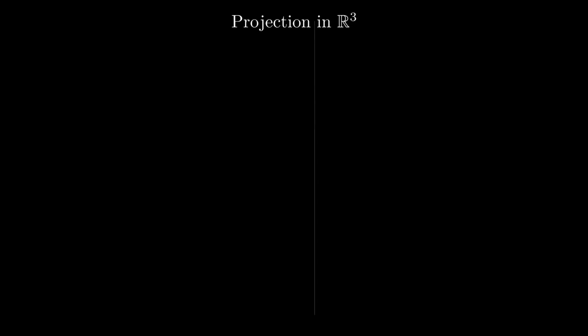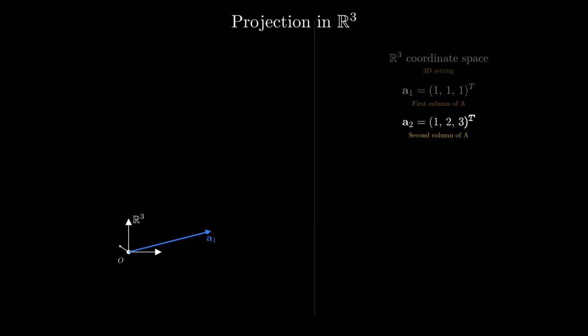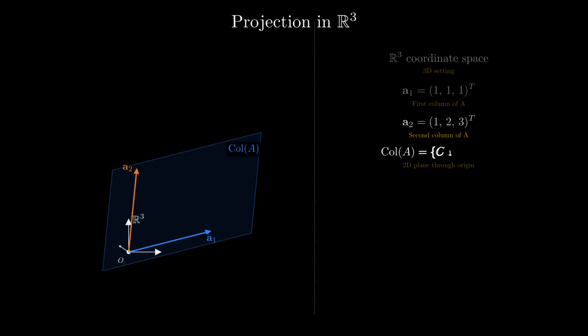Now forget the scatter plot. Here's a completely different picture of the same problem. We move to R3 where every vector has 3 components. The matrix A has 2 columns. A1 equals 1, 1, 1, the column of 1s, and A2 equals 1, 2, 3, the column of t values. The column space of A is the set of all vectors of the form c times A1 plus d times A2. This is every possible output Ax as x varies. It traces out a 2-dimensional plane through the origin in R3.